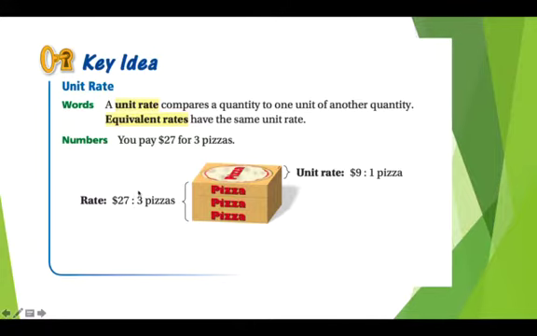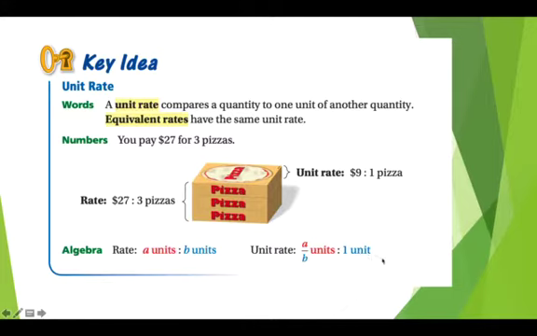You need to divide by 3. So 27 divided by 3 is 9, and 3 divided by 3 is 1. So it will be 9 is to 1. What does that mean? It means for one pizza it is $9. This is what unit rate means. In algebra, if the rate is A is to B, then you need to make the second unit 1. So you need to divide both by B. So it will be A over B is to 1.